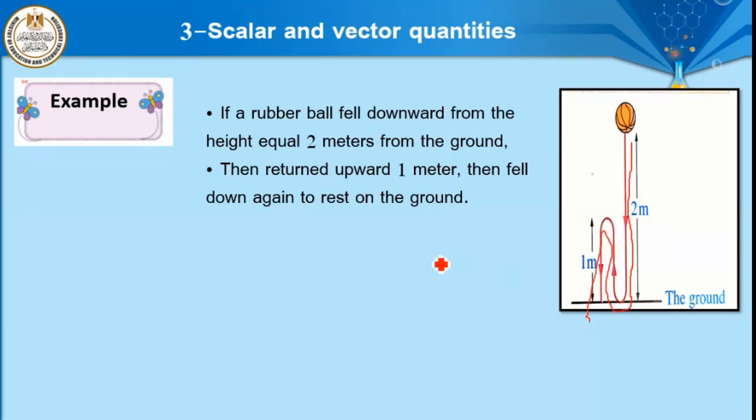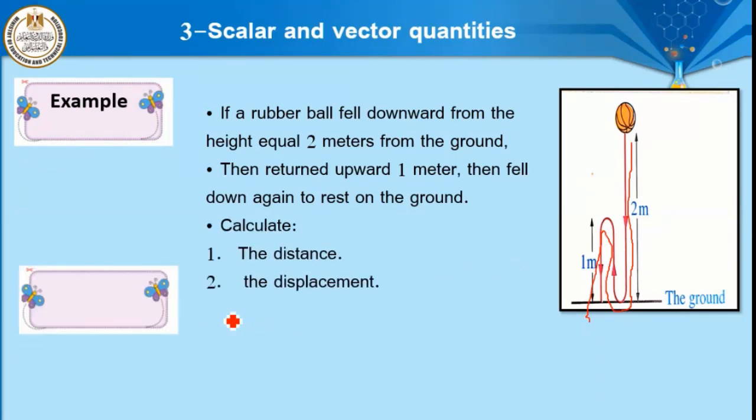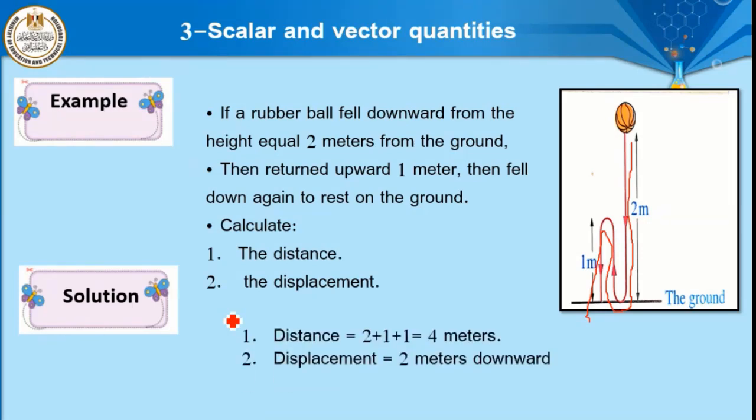How can we find the distance covered by the object and the displacement? The distance covered by this object: first 2 meters, then 1 meter, after that 1 meter. 2 + 1 + 1 = 4 meters.